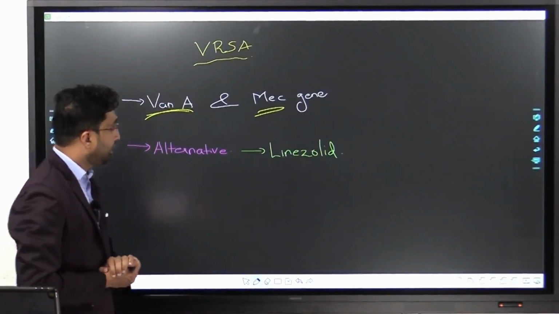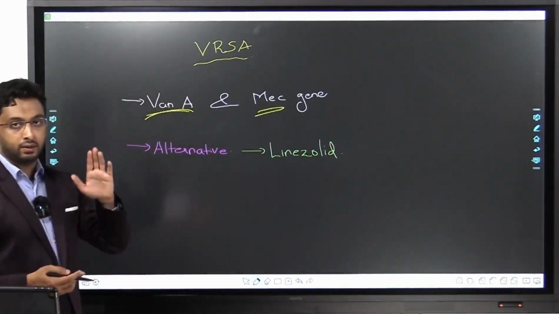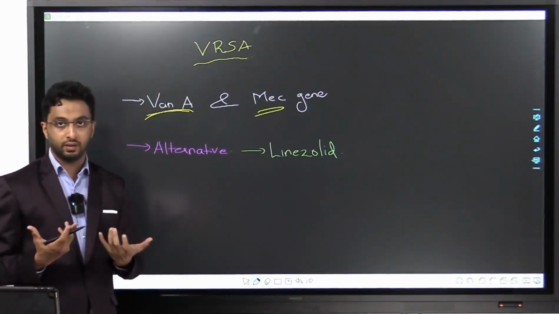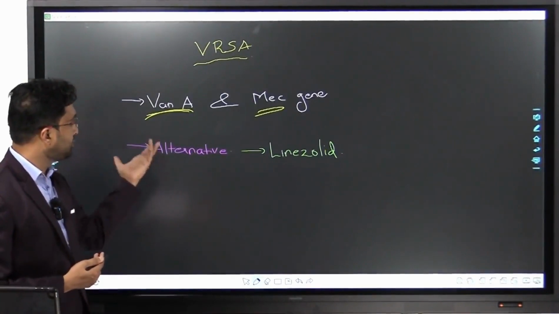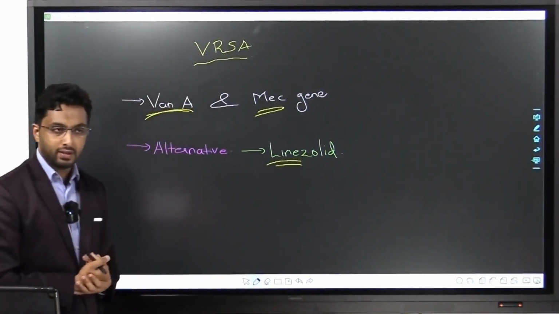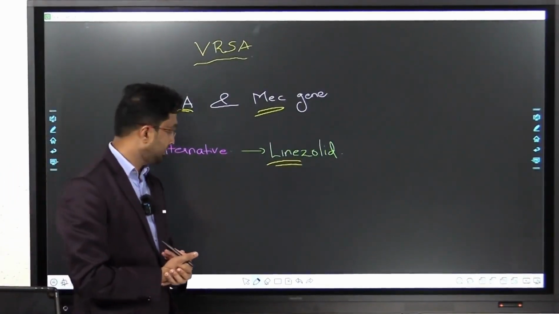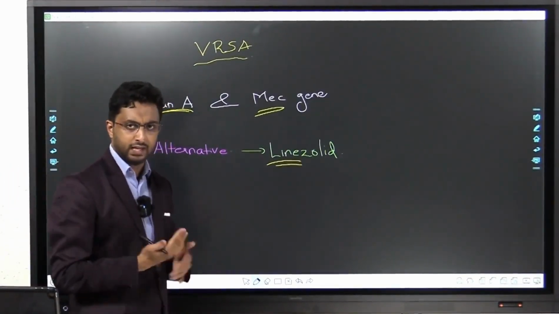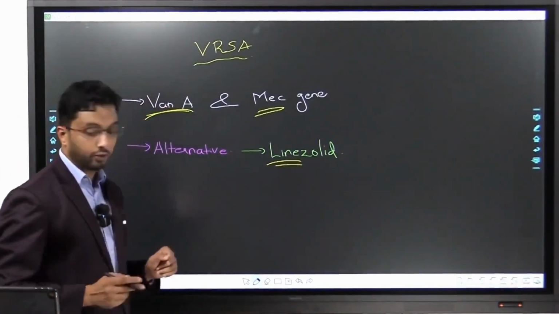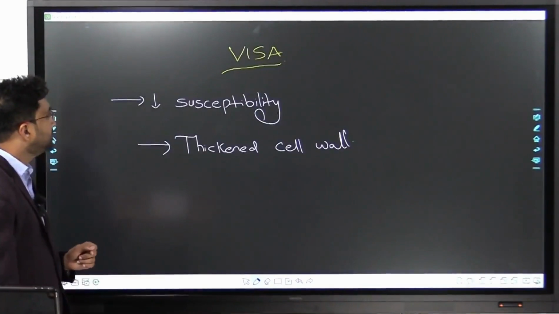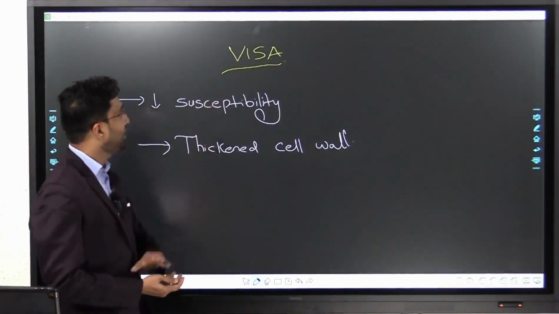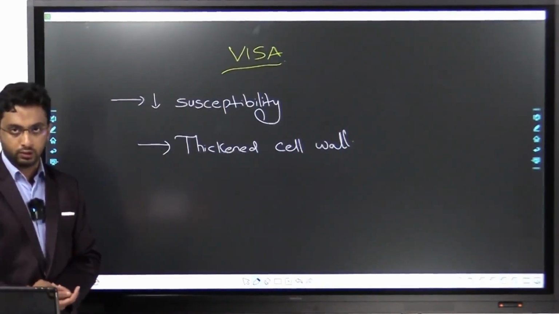It is very important that if a patient is resistant to vancomycin, what's the drug you give them? You give linezolid. We'll study all this in pharmacology, what the mechanisms are and everything, but just note it down now. VRSA, linezolid.